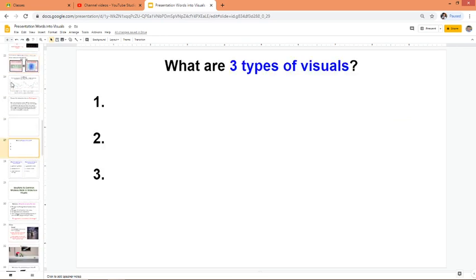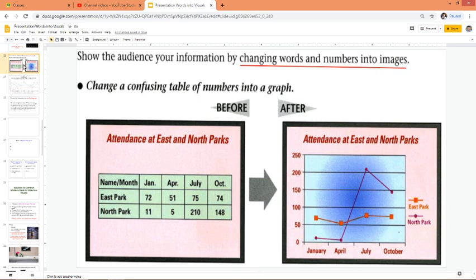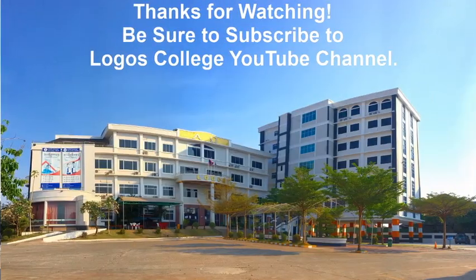Okay, so that's it for graphs. What I'm going to do is end it right there. In the next video, we're going to talk about pictures, and we're going to talk about charts. And then we're also going to start using Google Sheets and Google Diagrams to help change a confusing table of numbers into a nice graph.